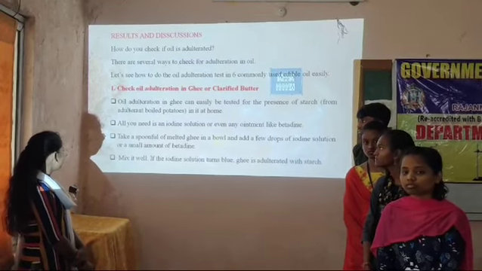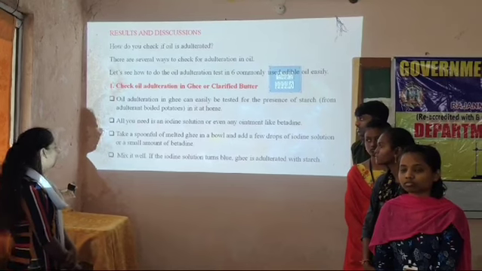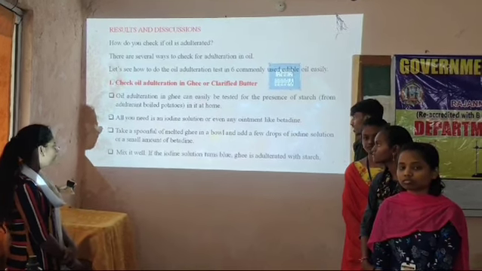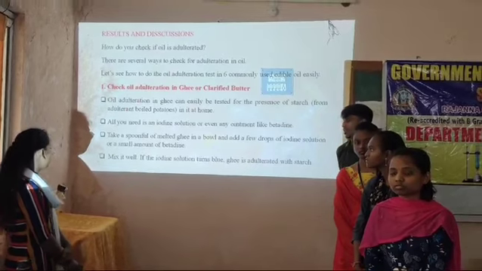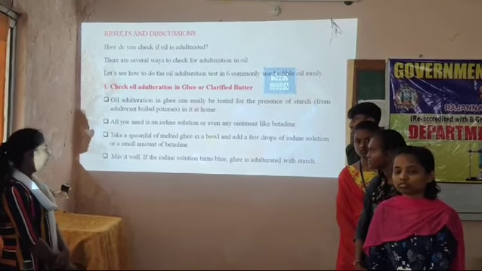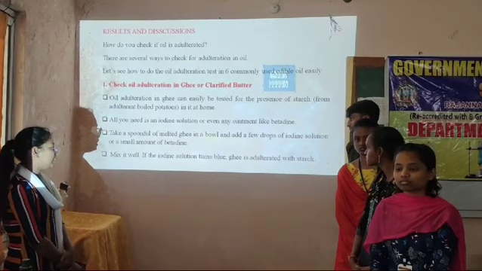Take a spoonful of melted ghee in a bowl and add a few drops of iodine solution or a small amount of betadine. Mix it well. If the iodine solution turns blue, the ghee is adulterated with starch.